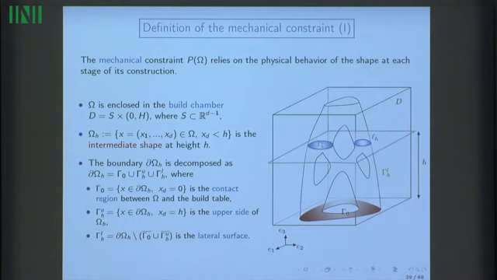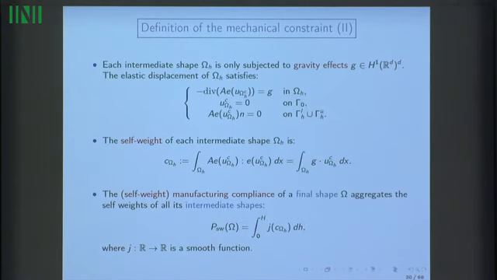And so the boundary of this intermediate shape is decomposed as the part that's lying on the build table, the lateral surface here, and the upper part, which is over there. In the context of production, so not in the context of use, the physics at play for each intermediate shape is modeled by another linearized elasticity system, which is different from the one which I have described before, which is used to quantify the mechanical performance of the shape when it's used. Here it's for describing the context of the shape when it's constructed.